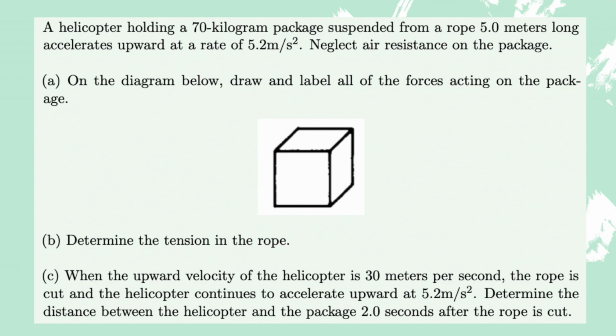So basically, in part A, we want to draw and label the forces acting on the package. In this problem, there's a helicopter, right, and it's holding a 70 kilogram package that is suspended from a rope that is 5 meters long. Both of them are tied to each other and they're accelerating upwards at a rate of 5.2 meters per second squared. And then we want to label the forces that act on the package. So there will be a tension force upwards and then the gravitational force downwards.